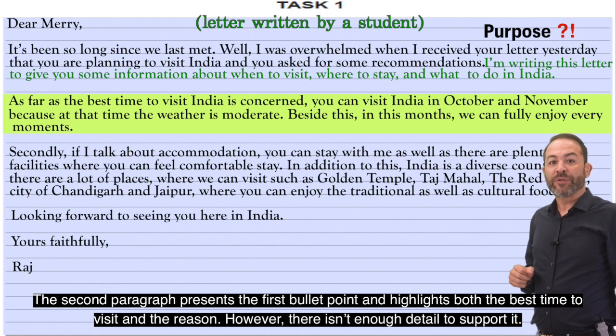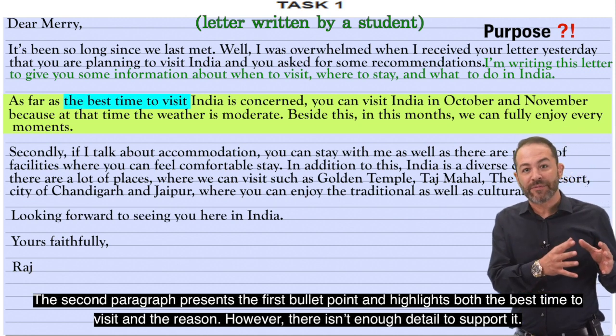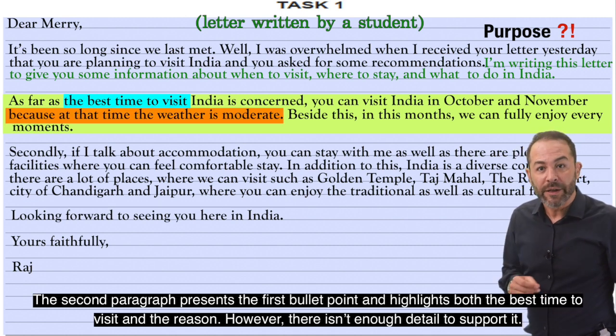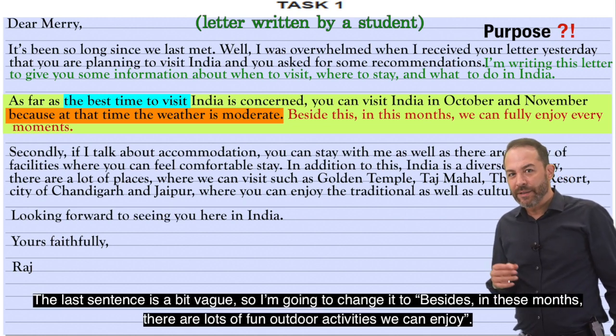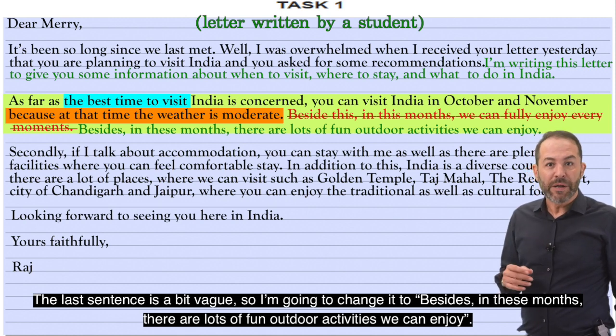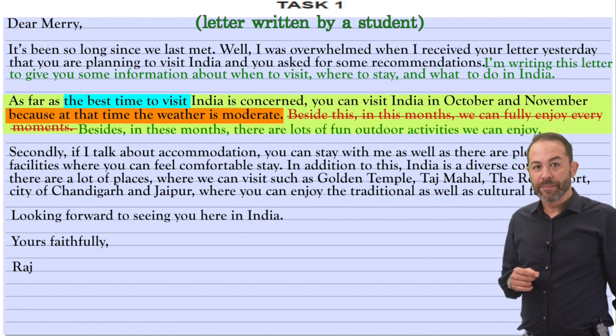The second paragraph presents the first bullet point and highlights both the best time to visit and the reason. However, there isn't enough detail to support it. The last sentence is a bit vague, so I'm going to change it to, besides, in these months, there are lots of fun outdoor activities we can enjoy.